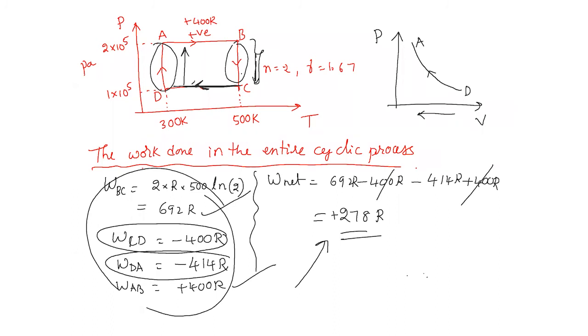So when you calculate the net amount of work done, if it is positive, then work is done by the gas. If it is negative, work is done on the gas. Okay. In the options, they gave 276 R, so that is the correct option. Very close to.